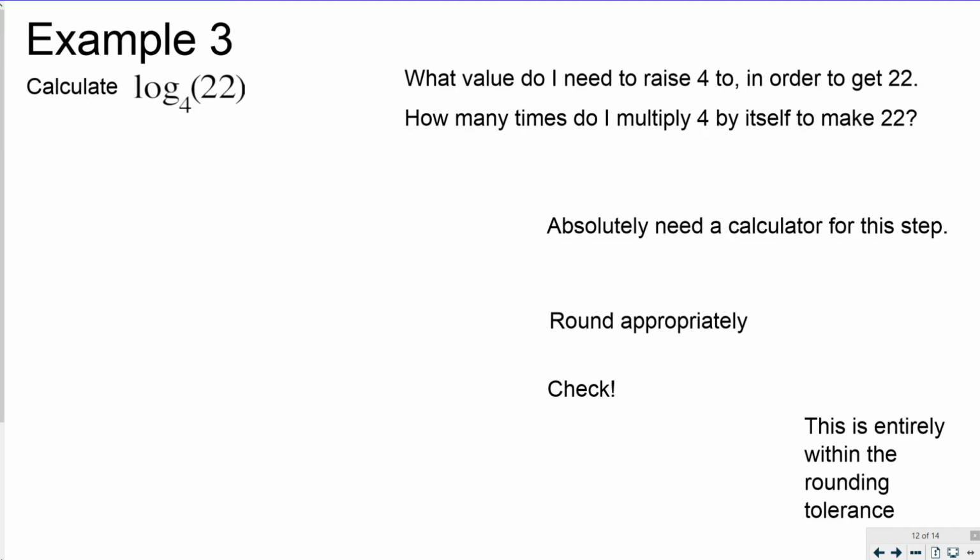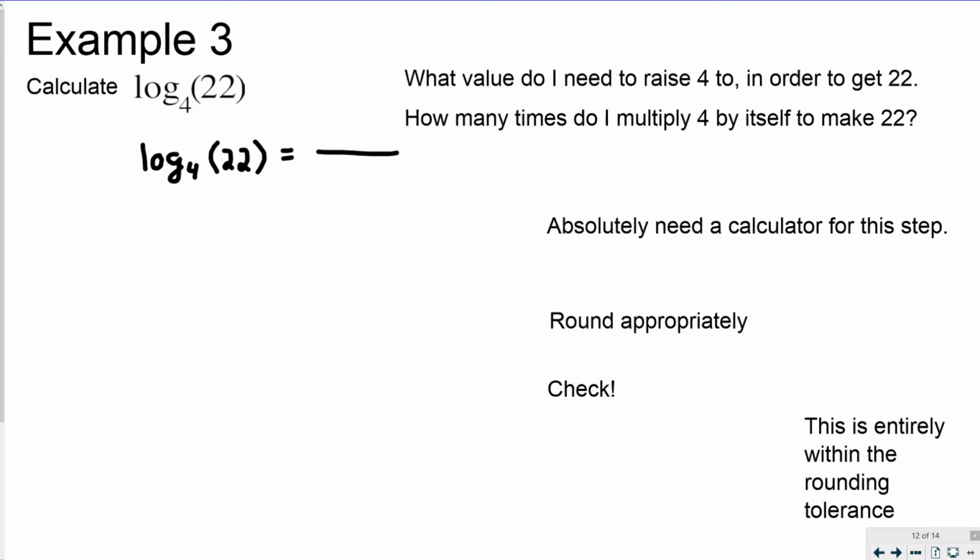The problem is essentially saying, what value do I need to raise 4 to in order to get 22? Another way of thinking about it is, how many times do I need to multiply 4 by itself to make 22? So I would say the log base 4 of 22. That's what we're going to do here, we're going to set that equal to a fraction.